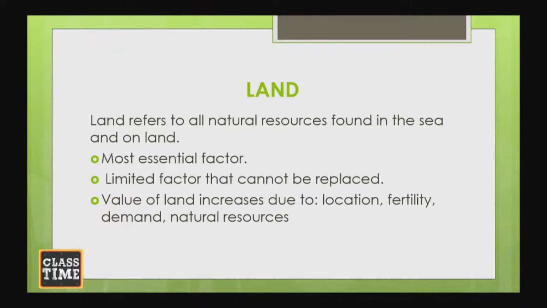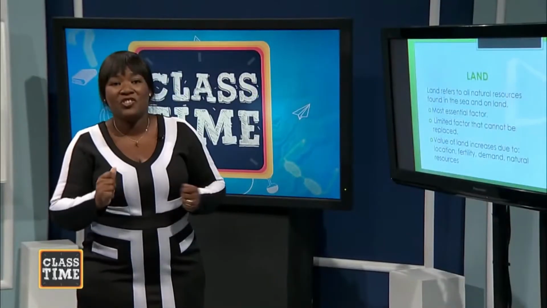Right, next thing we look at as land. Land is a limiting factor that cannot be replaced. Self-explanatory. 3, the value of land increases over time. So the value of land can increase based on the natural resources found there. Look at how fertile the land is, the location of the land.